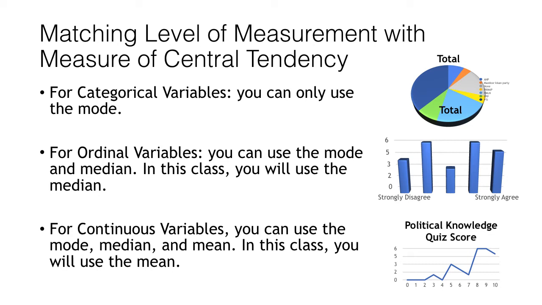It is in the neutral, counting from both directions. So the median is neutral. Now, in continuous variables, we can calculate the mode, the median, but the most accurate one is the mean.